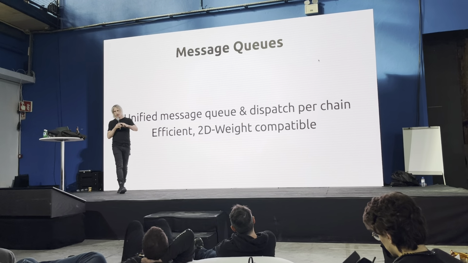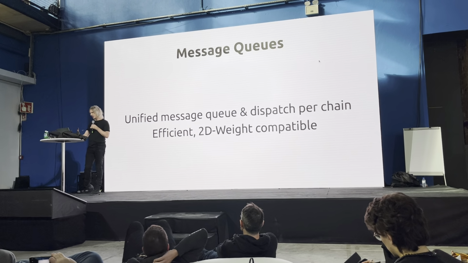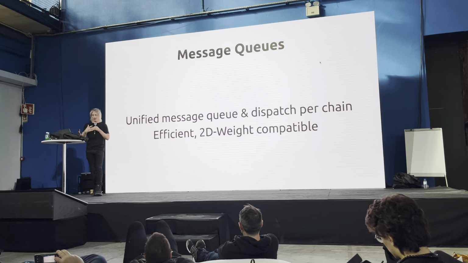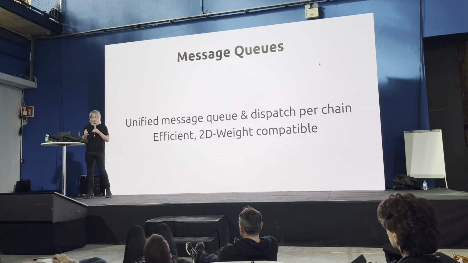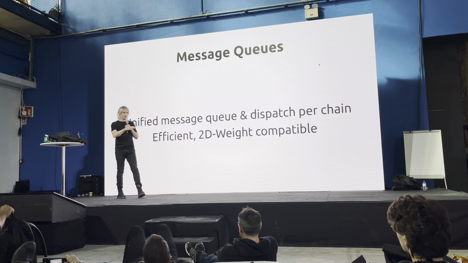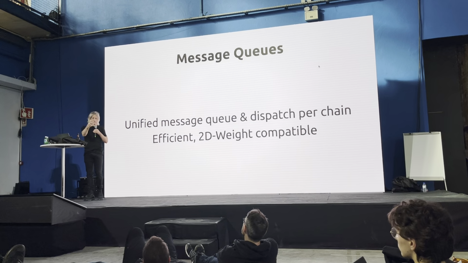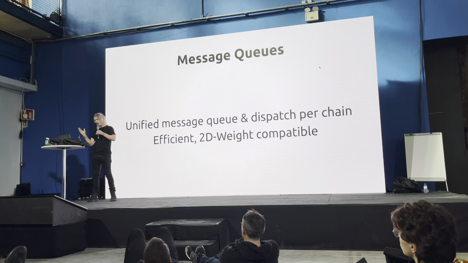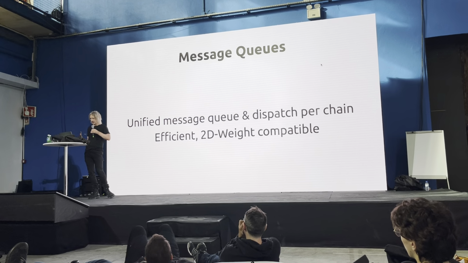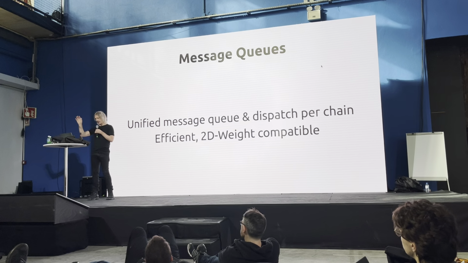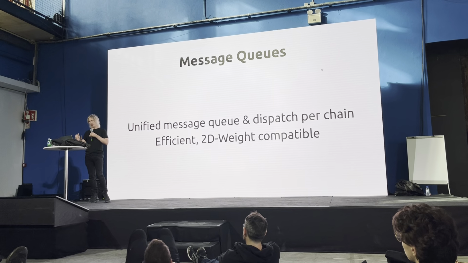Message queues are an update to XCMP, UMP, DMP, effectively needed because of the 2D weights refactoring. Essentially, it's a functionality deficit that we needed to move, but it's kind of nice the way it's architected now. There's a unified message queue that works for all of the potential origins that messages can come from, whether it's from another parachain, from the relay chain, from the local parachain itself, or maybe from the contract environment. It's all unified, they go into the same queue, and it's got a nice round-robin thing going on, so you've got a bit of quality of service guarantees, and it's 2D weight compatible.